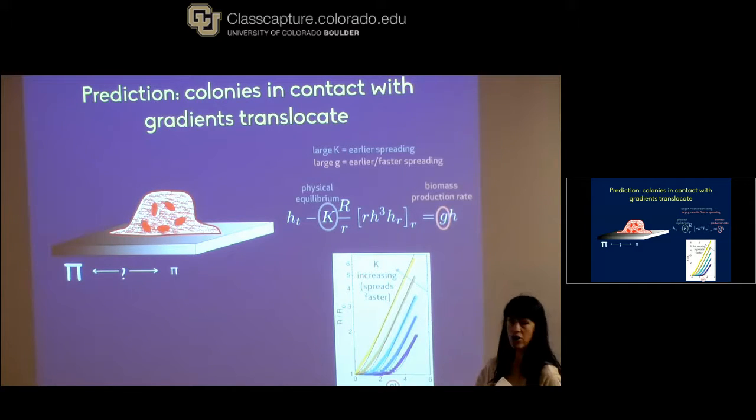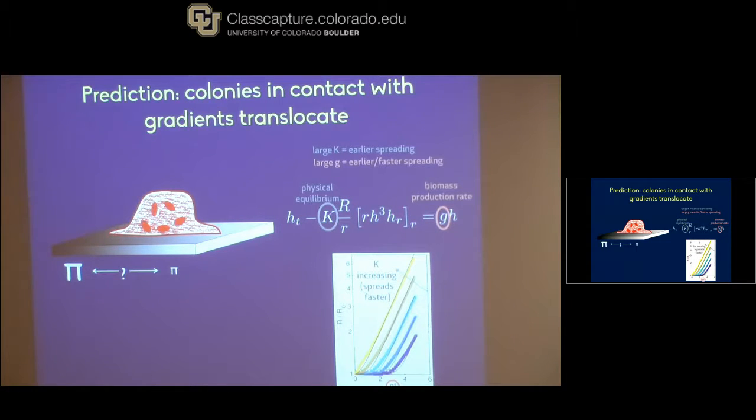If g is large, that means that, for example, focus on this blue one. So fix k. If you increase g, that means that this point corresponds to an earlier dimensional time, right? Because gt is 2 or whatever. So if g is larger, that occurs at an earlier dimensional time. So bottom line, k large or g large means faster spreading.